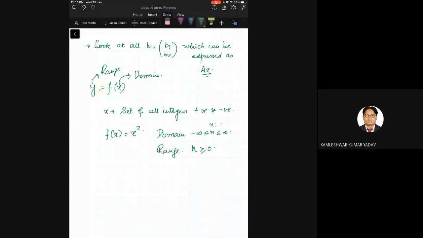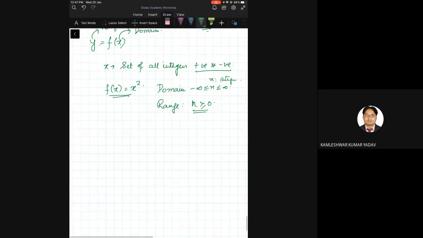That means even for a function like x squared, if I take the entire set of integers, positive and negative together, my range is limited, only on the right hand side. Am I going to get all the numbers here? What is the range? n greater than or equal to 0 is fine, but what set of numbers am I going to get? The numbers I'm going to get are only 1, 4, 9, 16, 25, all the square terms. That means it is a subset of the set of integers. Is this clear?